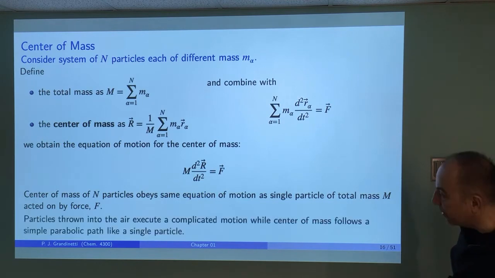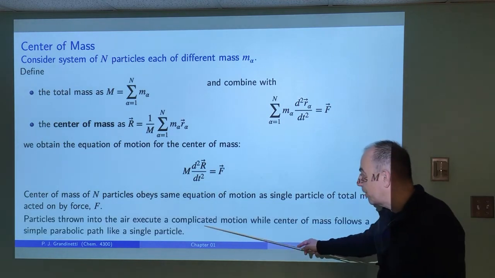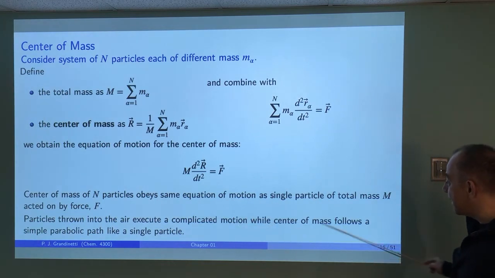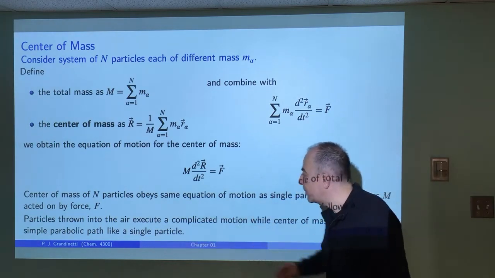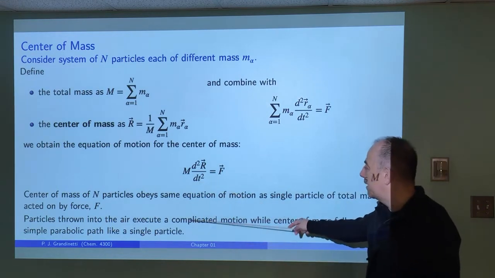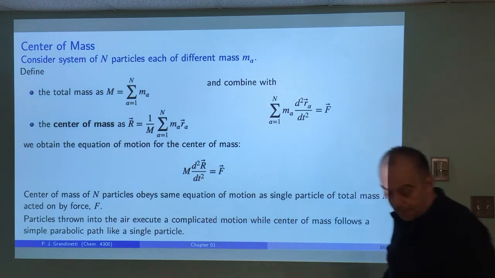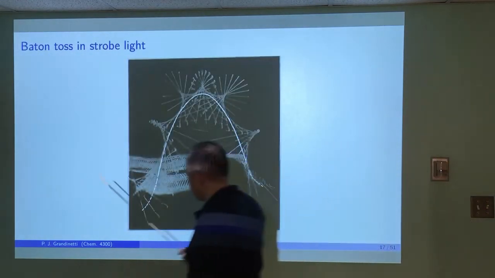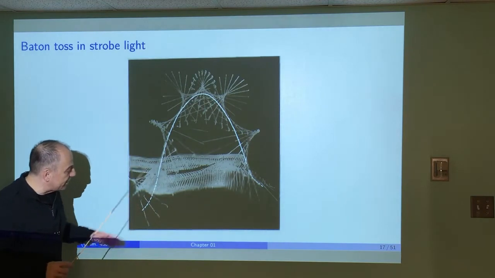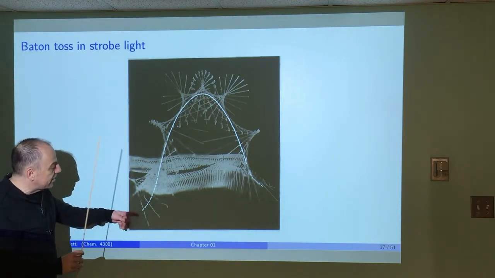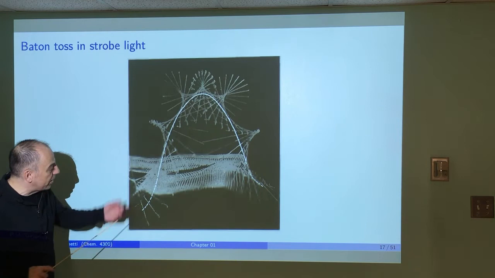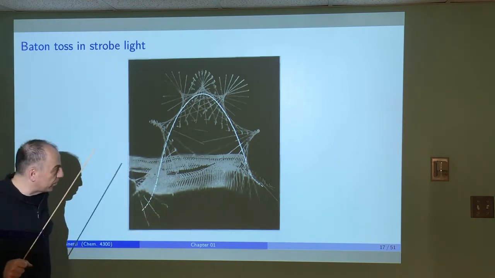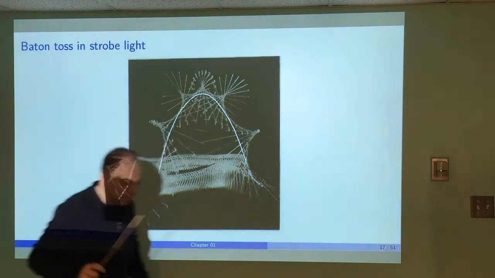Okay, so what we learn is that if we take particles and throw them in the air, they're going to execute some complicated motion, but the center of mass will just follow some simple parabolic path, like a single particle would if it had a mass of capital M. So if you imagine the baton is some distribution of masses, the center of mass, as you throw it in the air, will just undergo this parabolic motion as if I just had a single particle thrown up with the total mass of the baton.